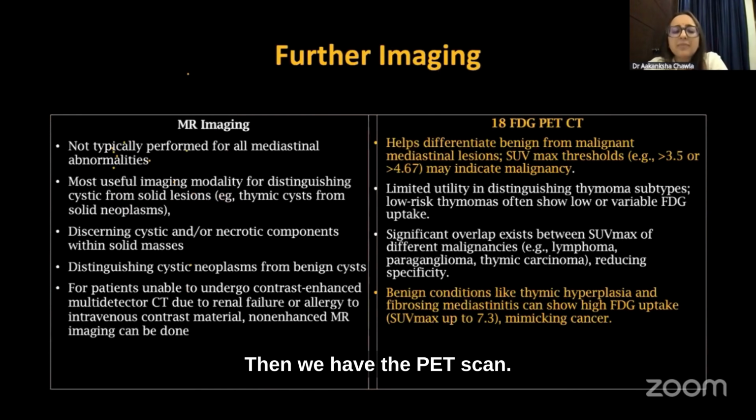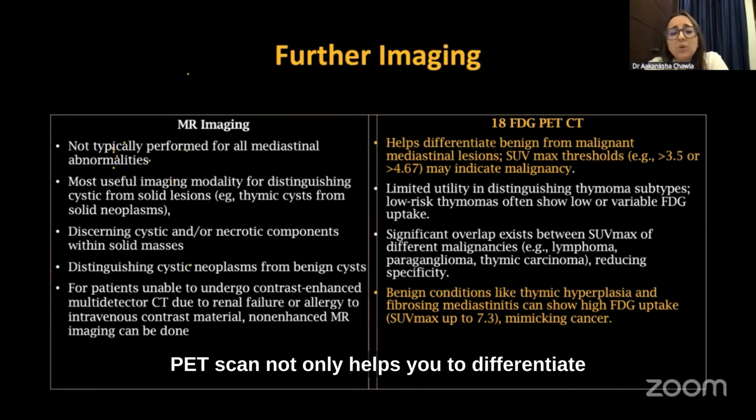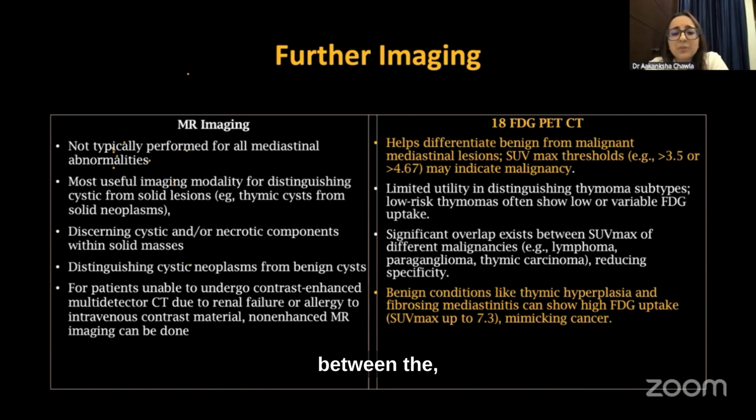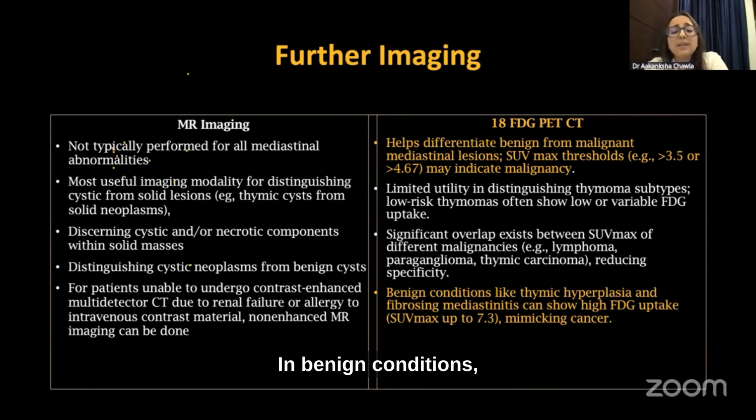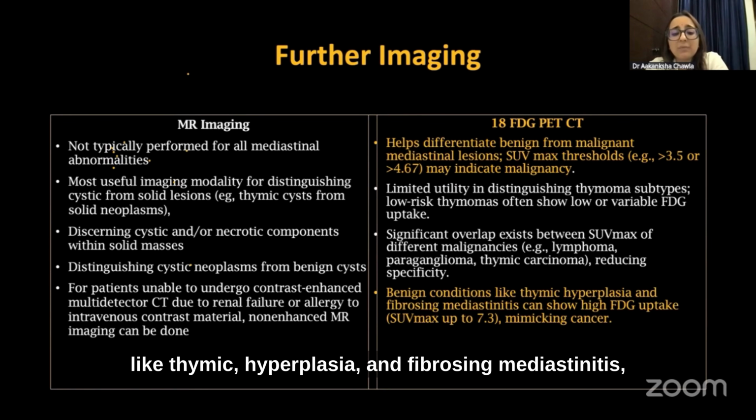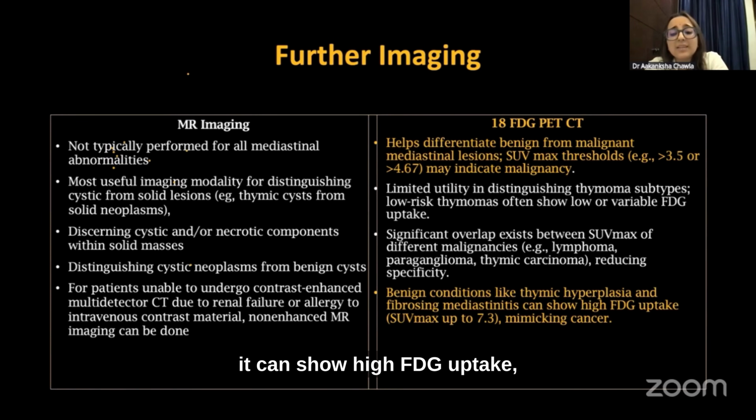Then we have the PET scan. Now, PET scan not only helps you to differentiate the benign and the malignant lesion. In benign conditions, specifically in the mediastinum, like thymic hyperplasia and fibrosing mediastinitis, it can show high FDG uptake, mimicking cancer. So that limits its use in cases of mediastinal lesions.